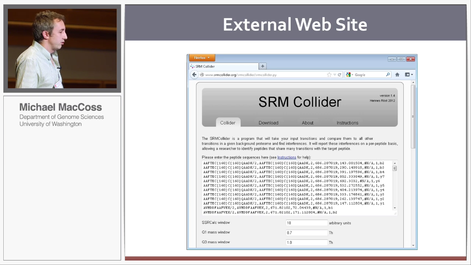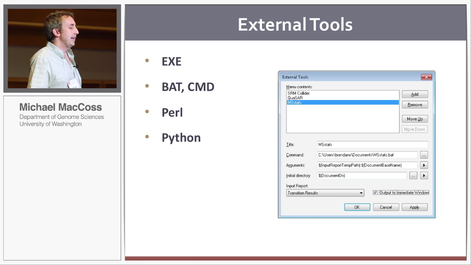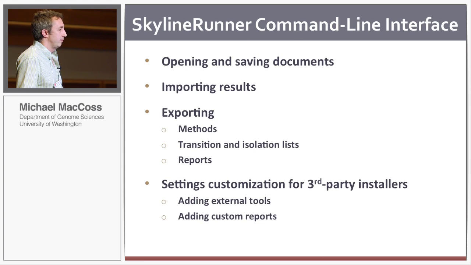So here's an idea of SRM Collider. We also can call any sort of exe program, batch file, command line, Perl, or Python program from the command line. We've also done R scripts. You can pass arguments. You can set up a transition report that you can pass to any program. And again, this came out of a feature request from this Agilent collaboration.